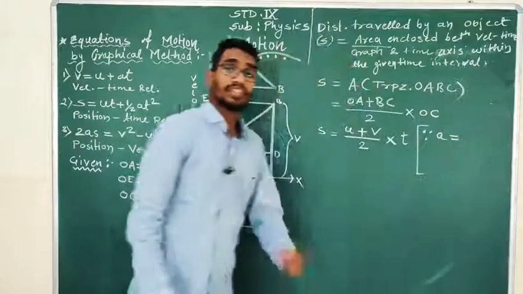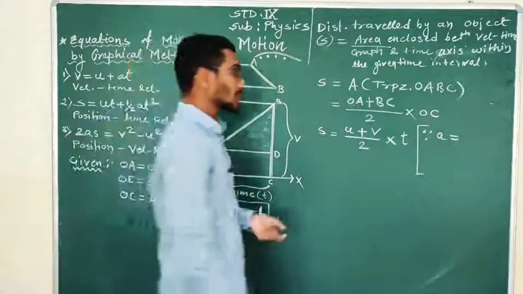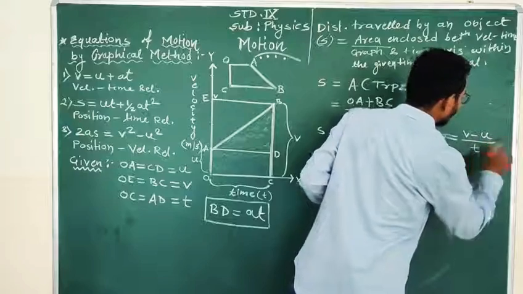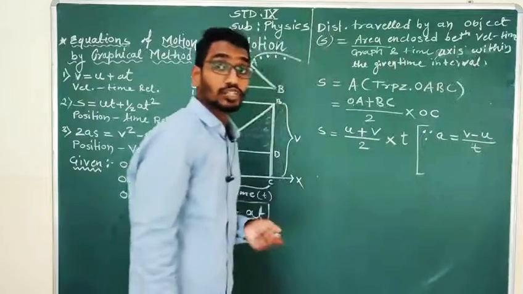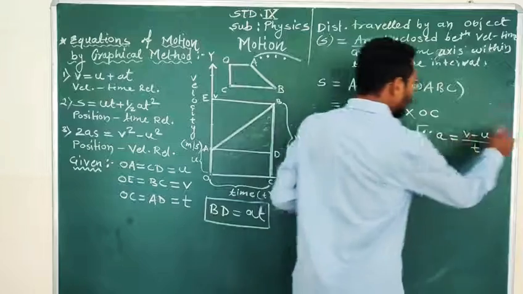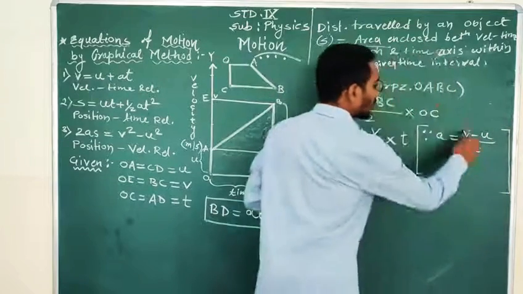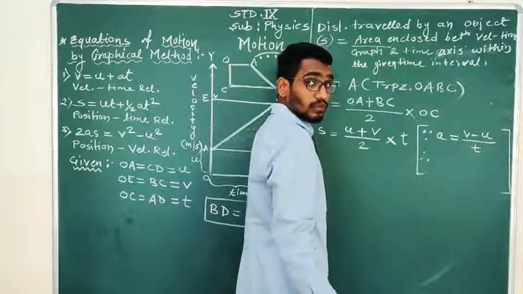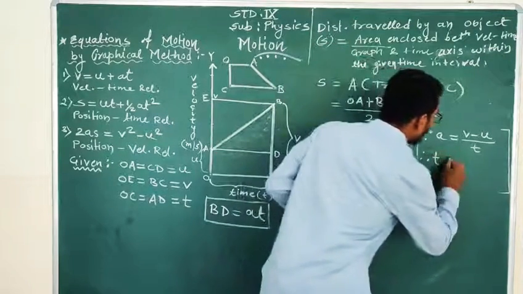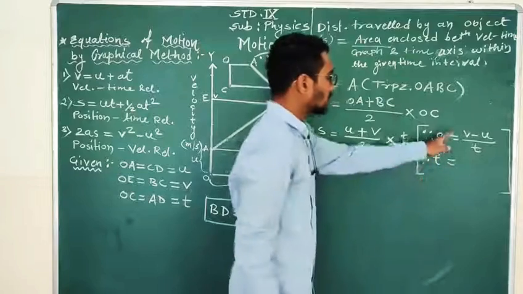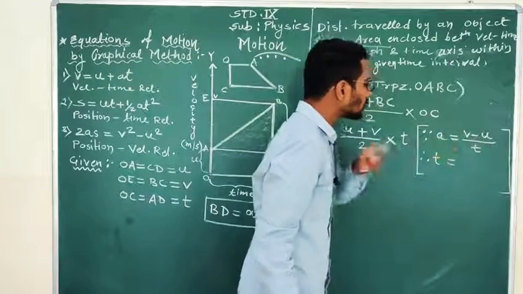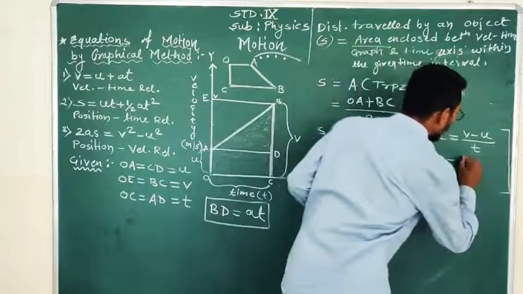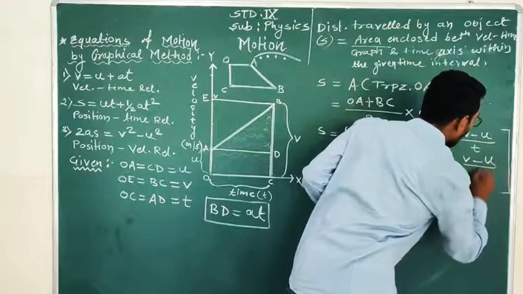What is the formula for acceleration we have learned in our previous videos? Acceleration is equal to V minus U by T. ये हम पढ़ चुके हैं. If A is equal to V minus U by T, therefore T is equal to what? T comes into the numerator and A goes into the denominator, so you will get the formula V minus U by A.